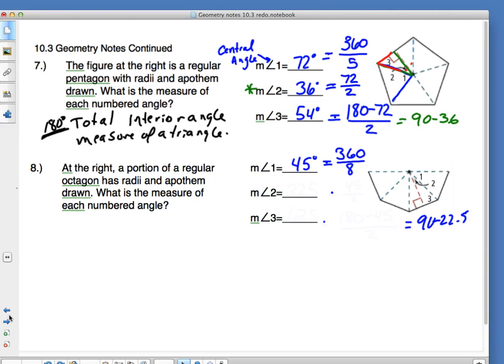45 degrees should have been angle 1. 45 divided by 2, 22.5. After you got there, subtract from 90, 67.5. How you doing? Is that all right?